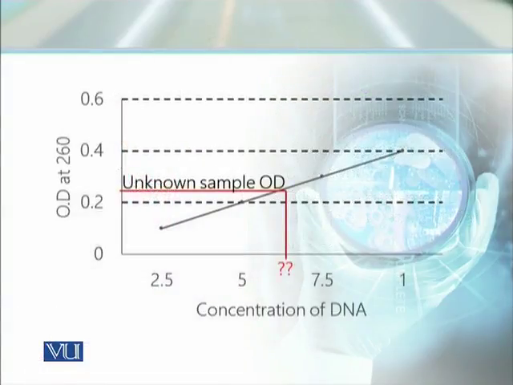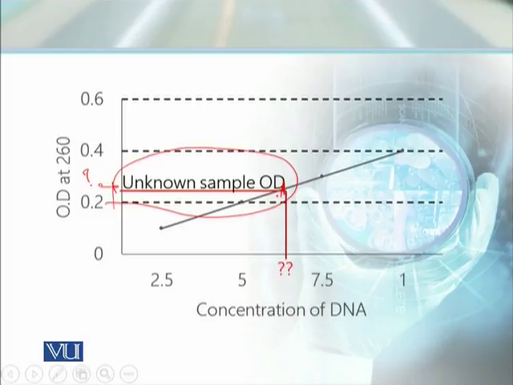This graph shows you that how you can read the standard curve of DNA to determine the quantity of DNA in unknown sample. This red line is the optical density or absorbance which is taken for an unknown sample from the spectrophotometer. Draw a line from here and look where it crosses the standard curve, and then draw a vertical line to read the quantity of DNA per milliliter or per microliter of the DNA sample.